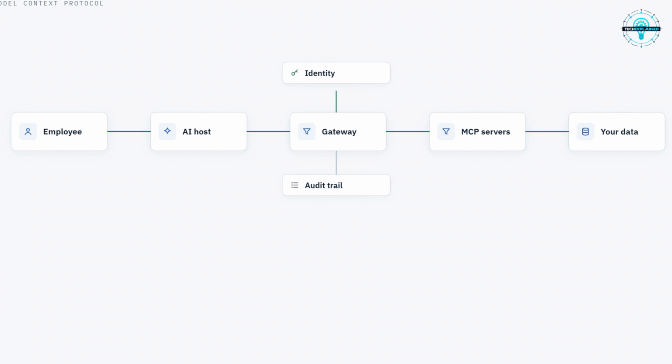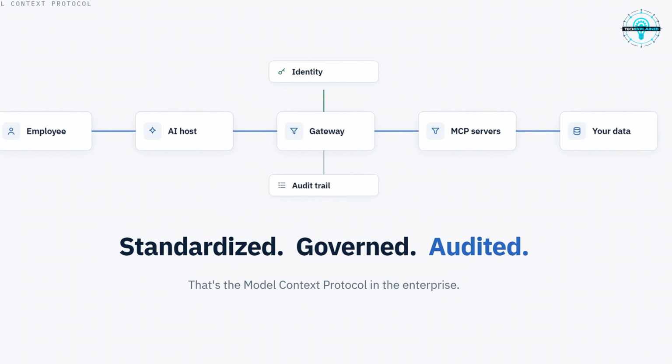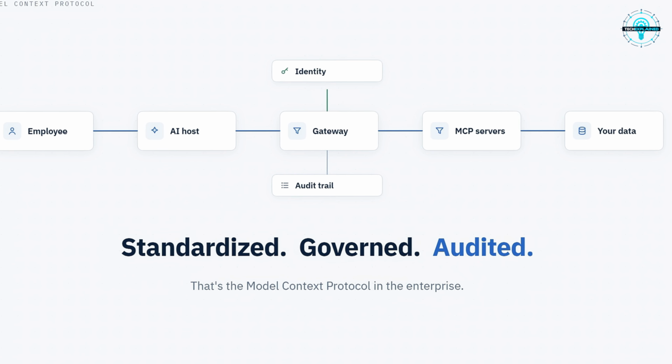Employee, AI host, gateway, MCP servers, your data, with identity on top and an audit trail underneath. Standardized, governed, audited. That's the Model Context Protocol in the enterprise.